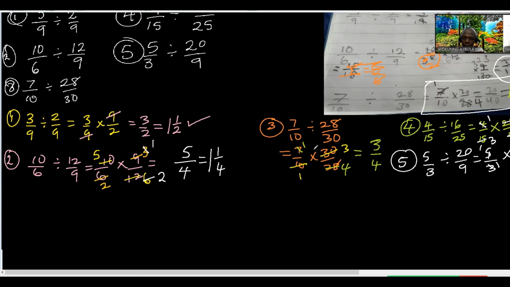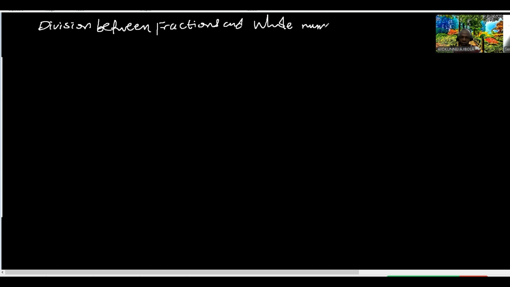But before you do that, let's quickly look at the other topic, which is dividing fraction between fraction and whole numbers, okay? Division between fractions and whole numbers. So let's look at some examples.